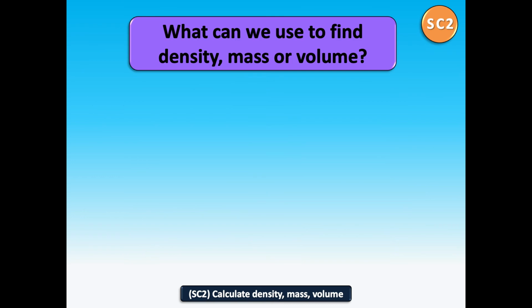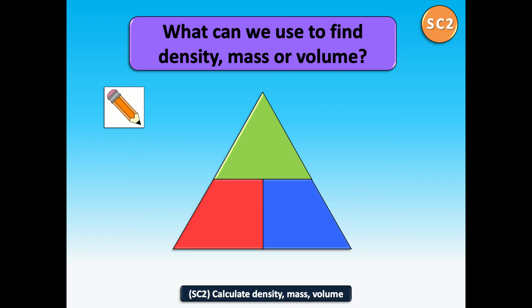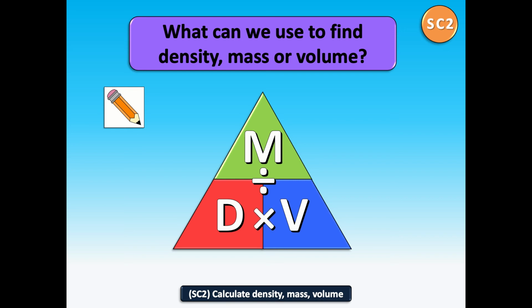So what can we use to work out density, mass, volume? We can use a formula triangle that looks like this. It has density, mass, and volume on it. To work out density, we do mass divided by volume, and to work out volume, we do mass divided by density. To work out mass, we do density times volume.